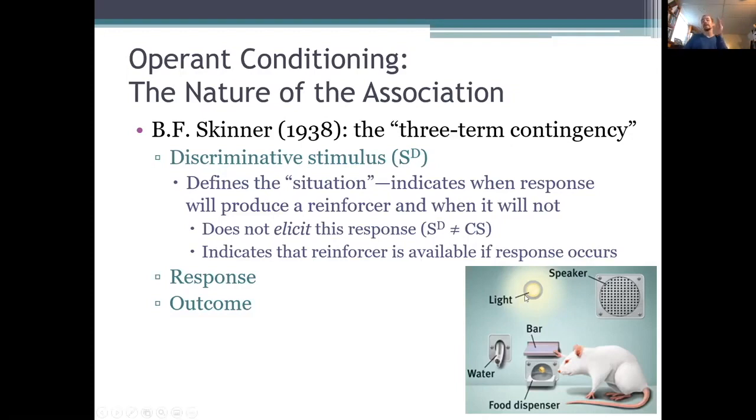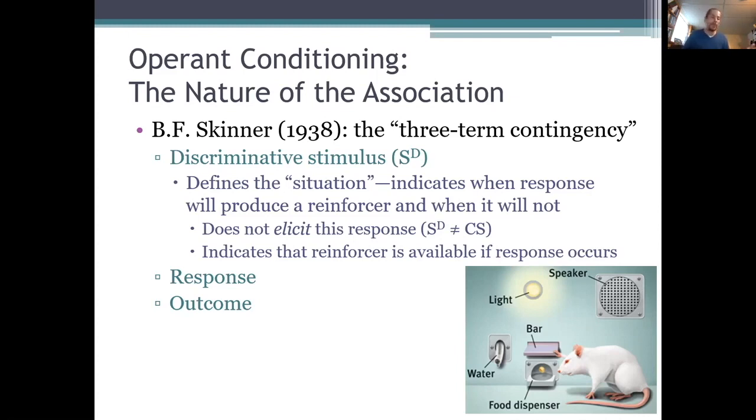Now notice, the light doesn't cause the rat to press the bar, right? The light doesn't elicit that response. It's not a reflexive response to the light, okay? So there's a difference between the conditioned stimulus in classical conditioning and the discriminative stimulus in operant conditioning. All the discriminative stimulus does in operant conditioning is indicate to you whether or not that behavior, if you choose to perform it, will or will not get reinforced. But you've still got to do it. You've still got to choose to perform that behavior.